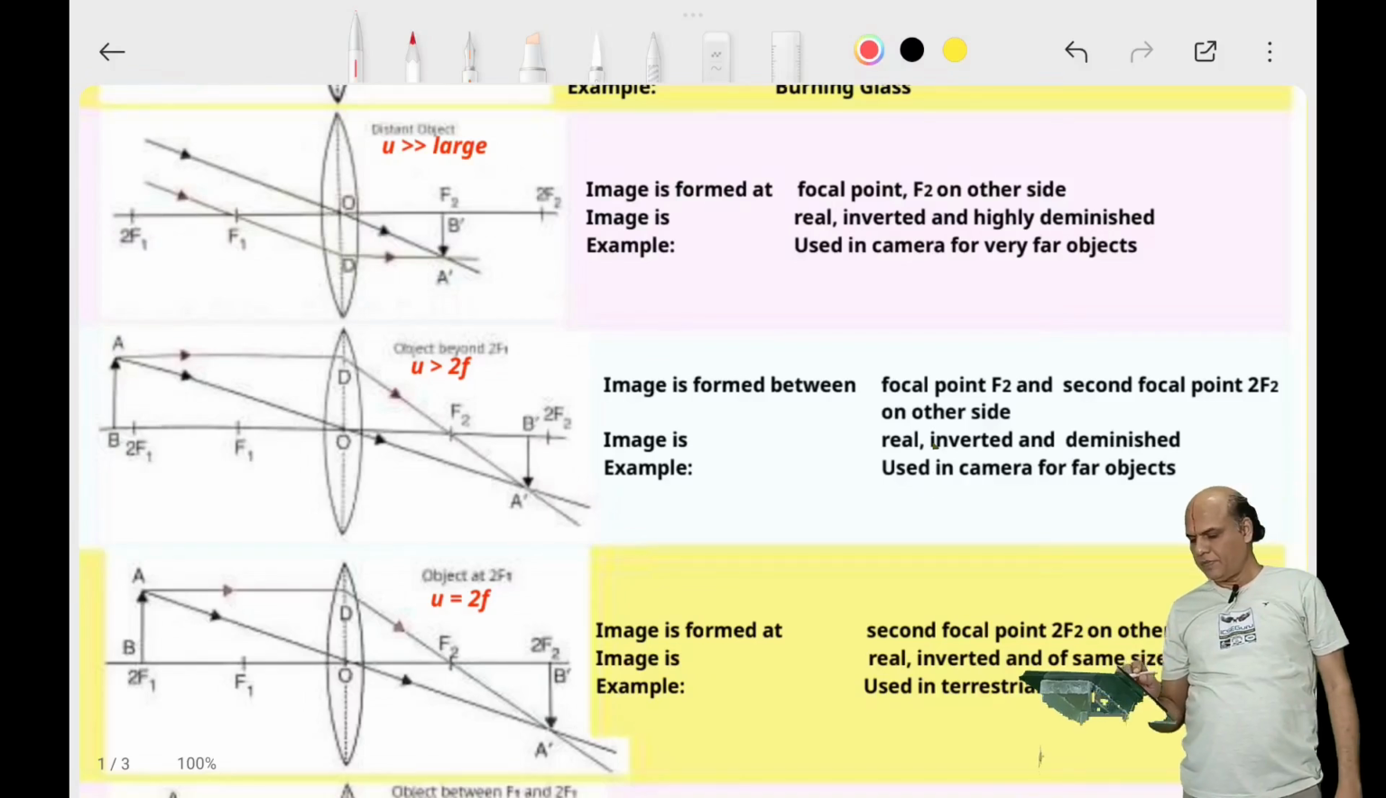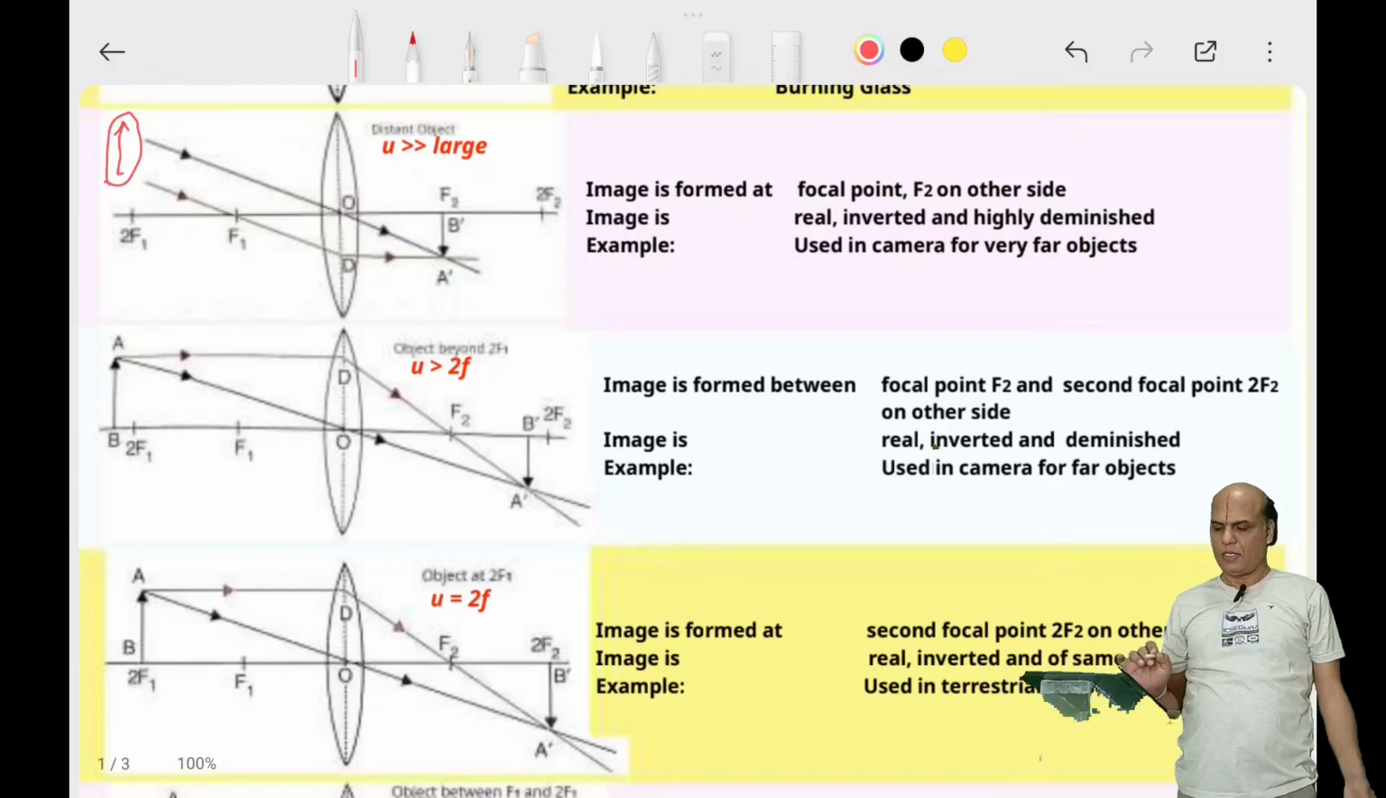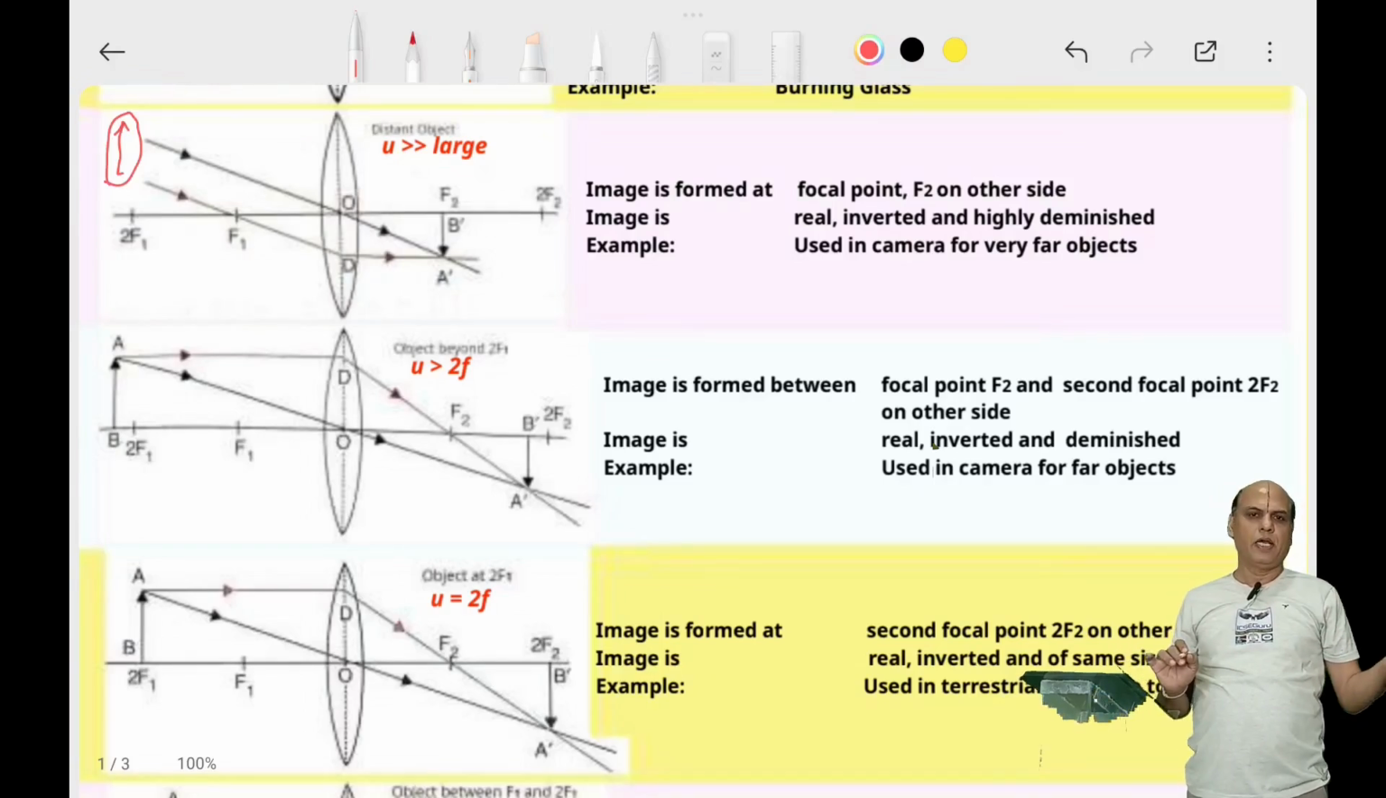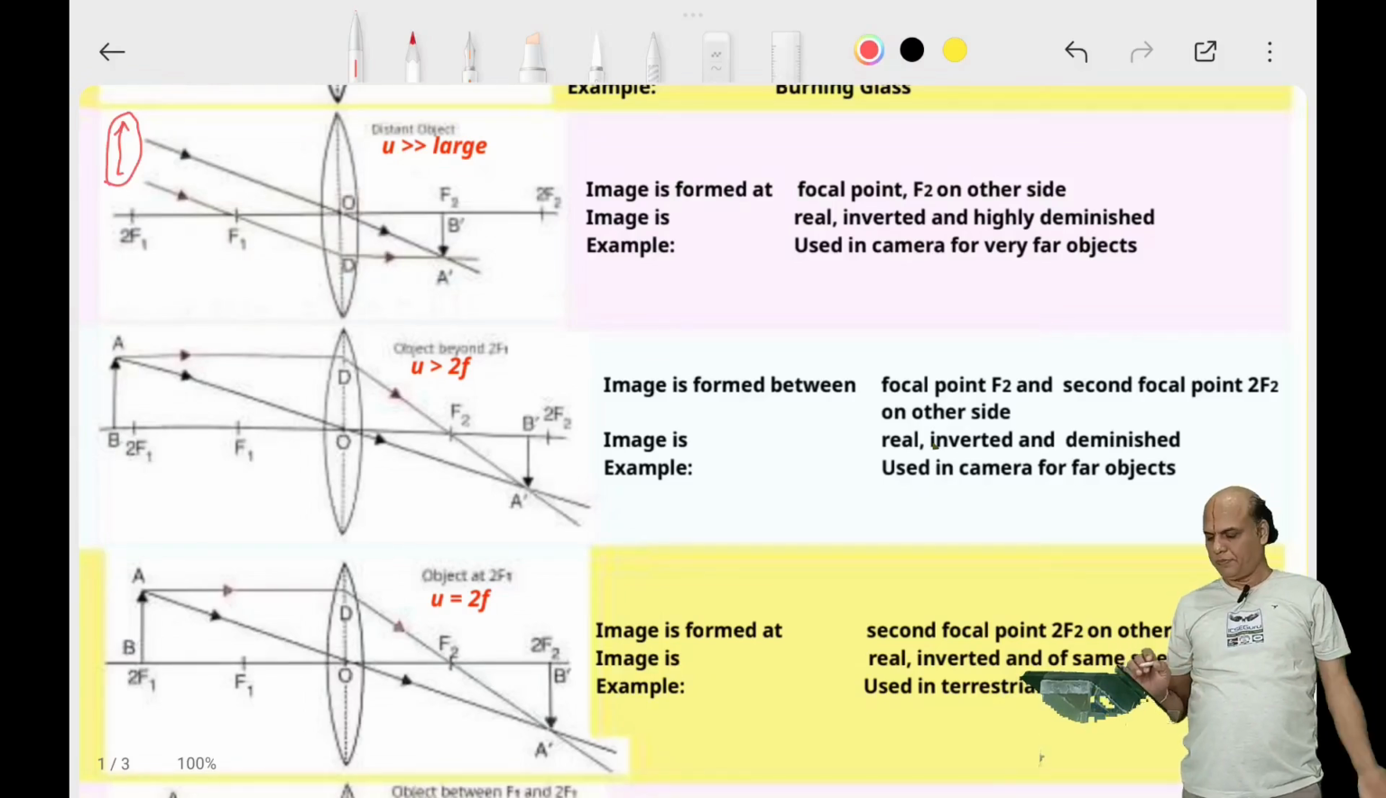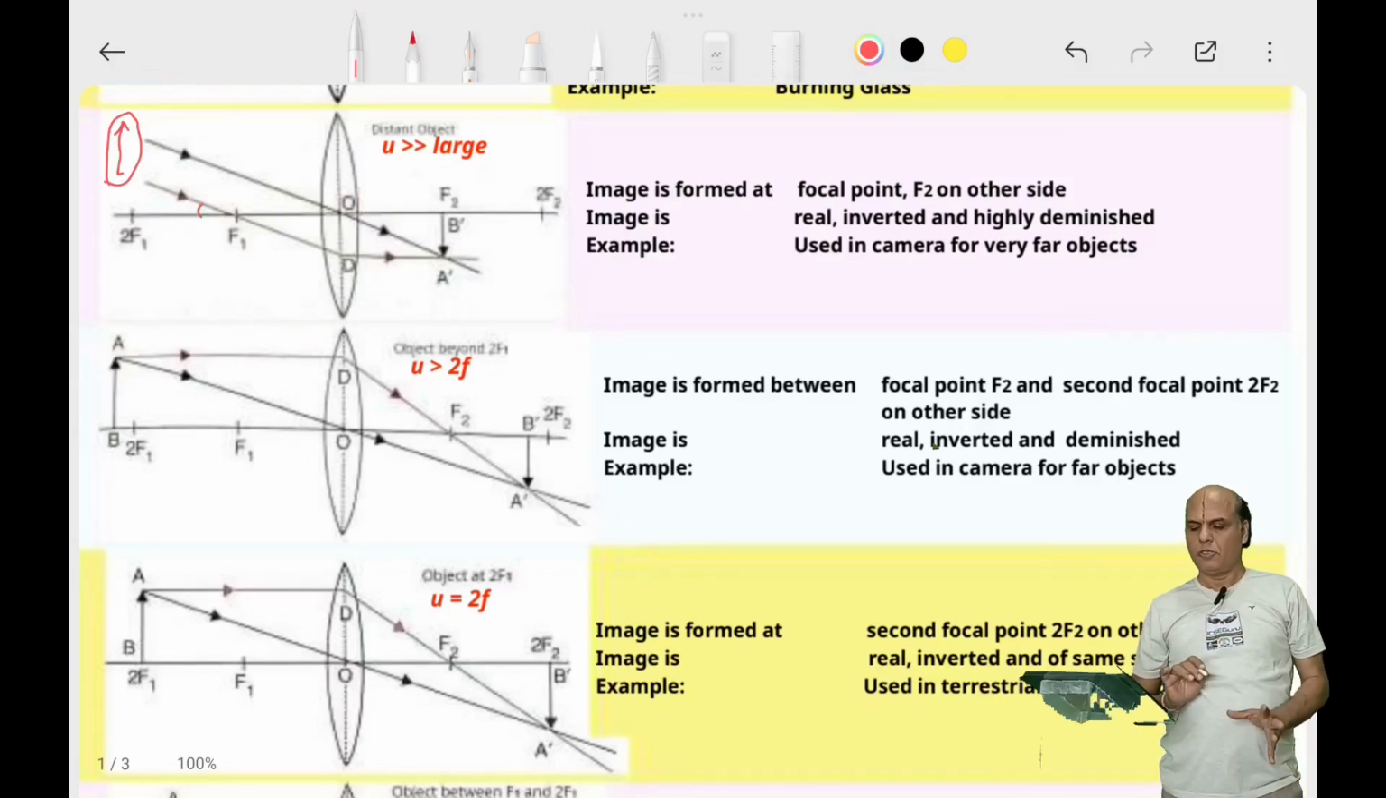So if you see here, the parallel light rays, here the object is not being shown. This object is at a very large distance. For example, a tree in a park, which I told you, or a high-rise tower which is far away. So such incident rays are parallel to each other, but they are oblique to the principal axis. So they are not parallel to the principal axis.